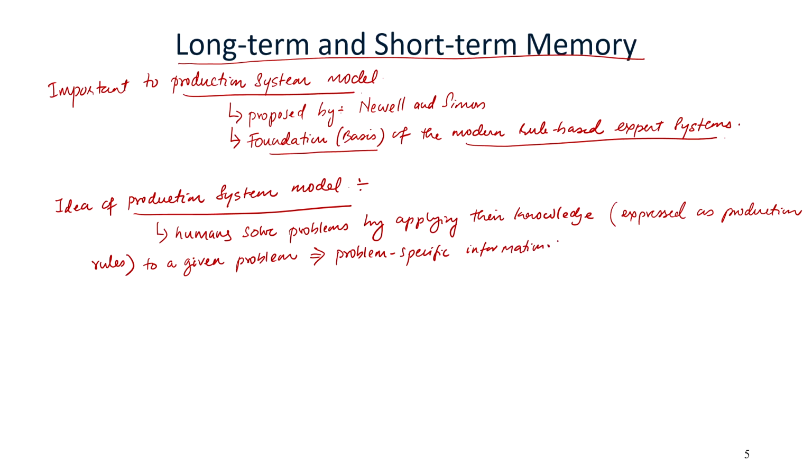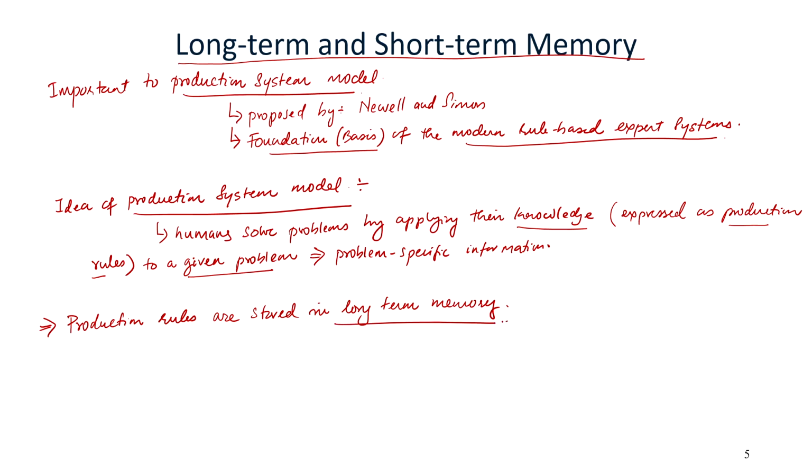Okay. So, it is called the problem specific information. Humans solve problems by applying their knowledge, which is expressed as production rules, to a given problem, or what we call problem specific information. The other part is the production rules. What are production rules? Production rules are the knowledge. Production rules are stored in long term memory. Remember that.